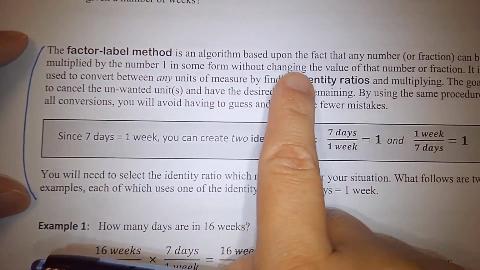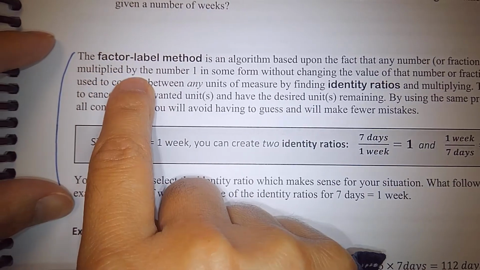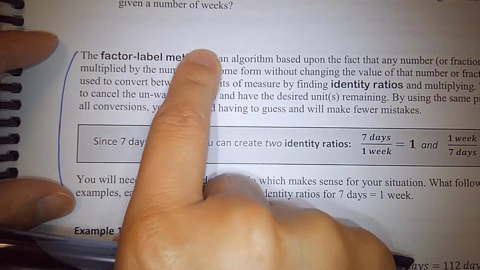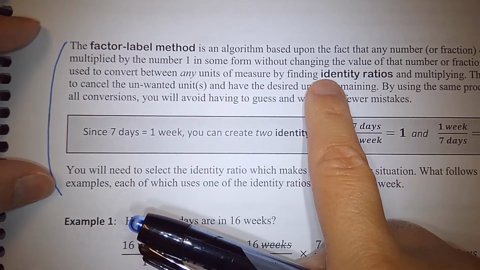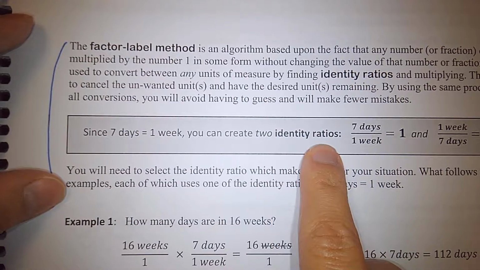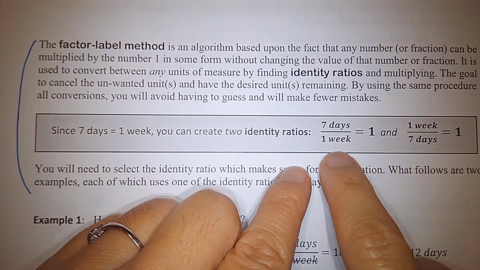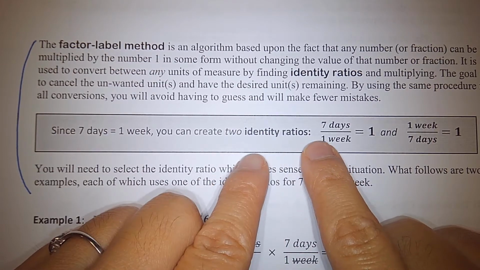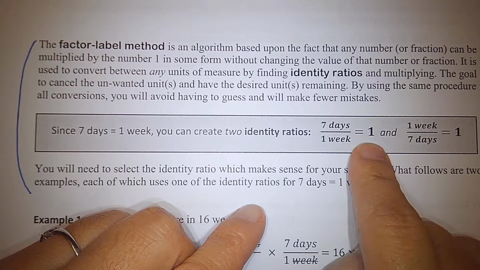Based on what? Any number or fraction can be multiplied by a number 1. And then for this number 1, we can rewrite this number 1 by what? An identity ratio. What kind of ratios are called identity ratio? So this is an example. We say 7 days per 1 week equals 1. Why? Because everybody knows that 1 week equals 7 days, right? So 7 days over 1 week is 1.